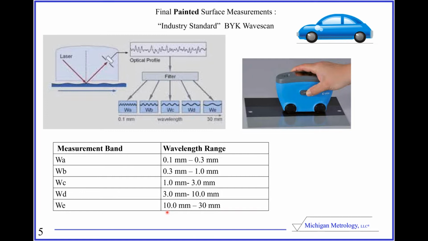And again, these four or five different bands are what we perceive when we look at a car surface finish as being a good paint job or a bad paint job. What you'll find is a lot of the different manufacturers have their idea of what a good painted car looks like, and they're different, as we might know. And how they differentiate it is these different strengths, if you will, of the measurements in WA through WE.